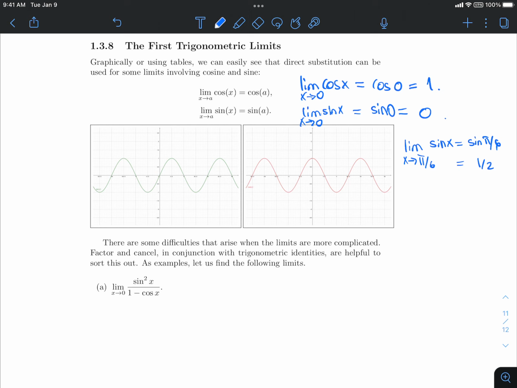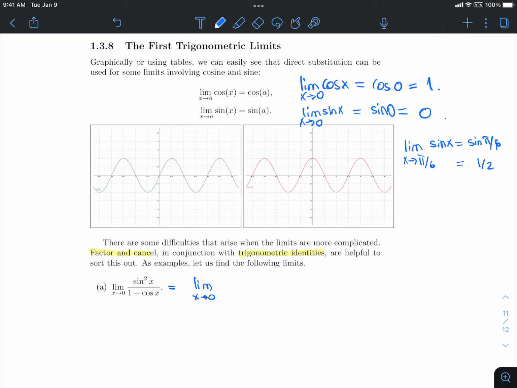However, there are some difficulties. There are always some difficulties, and we're going to start dealing with them in a couple of examples. Here's the first one. The limit as x approaches 0 of sine squared over 1 minus cosine squared. We're going to use some trig identities first, and then factor and cancel. Most of the time, these two together are going to be enough to solve the entire thing.